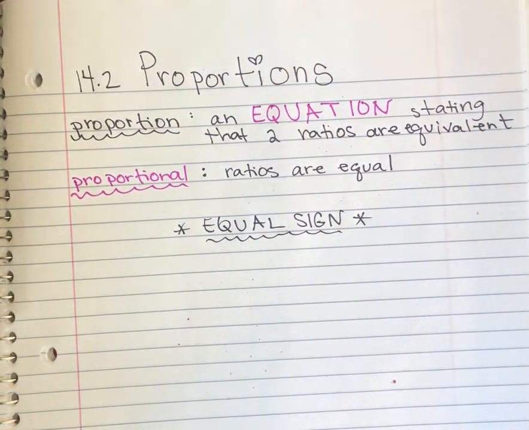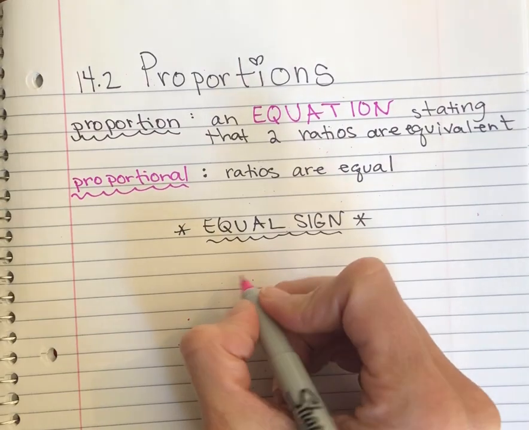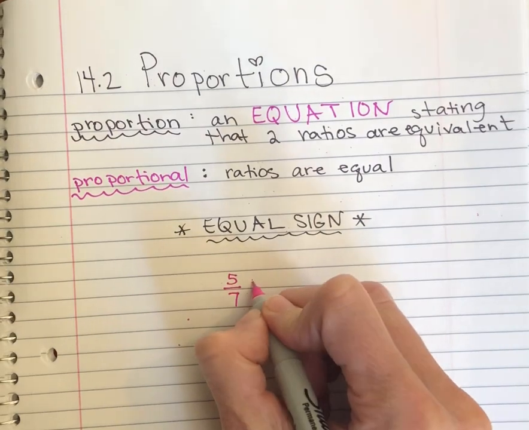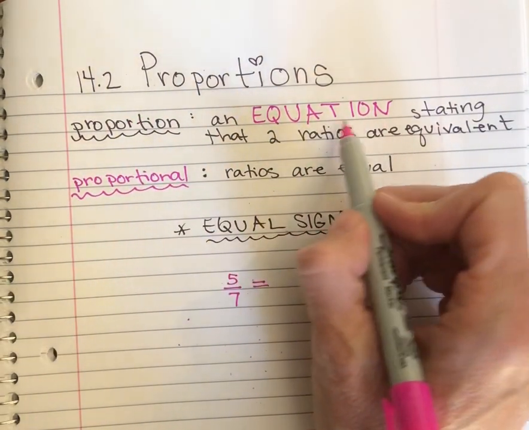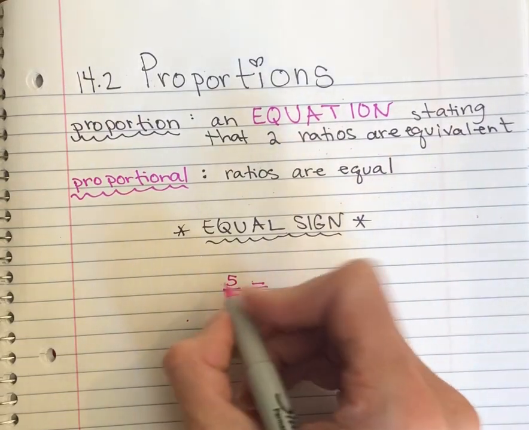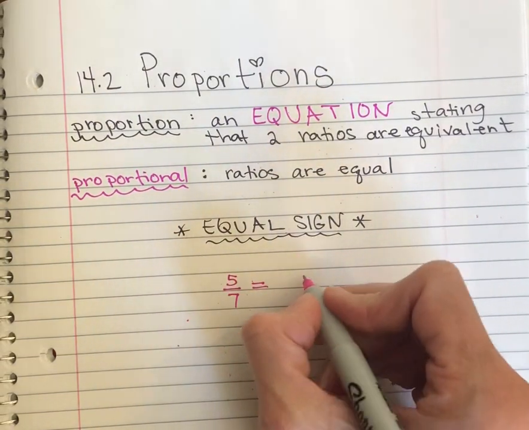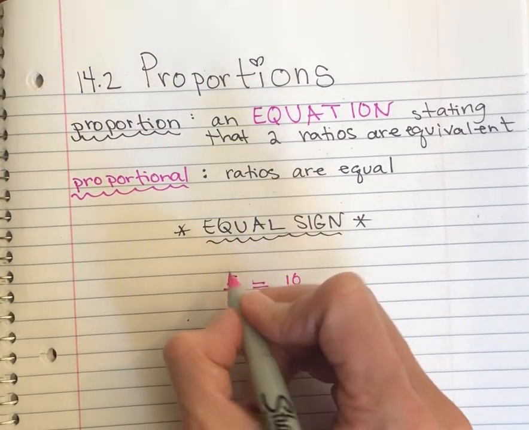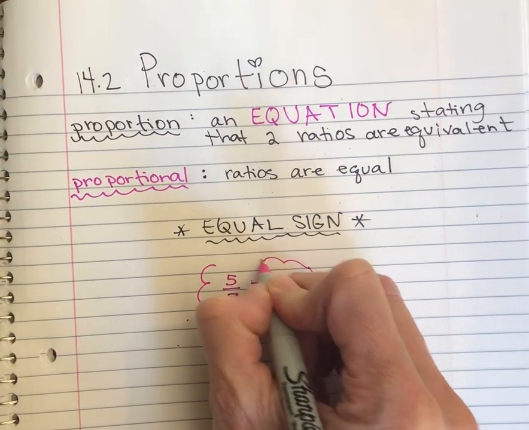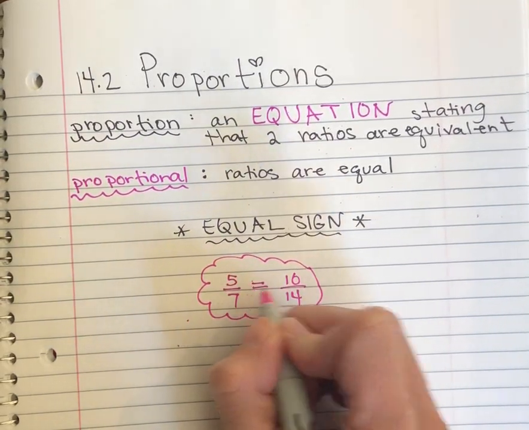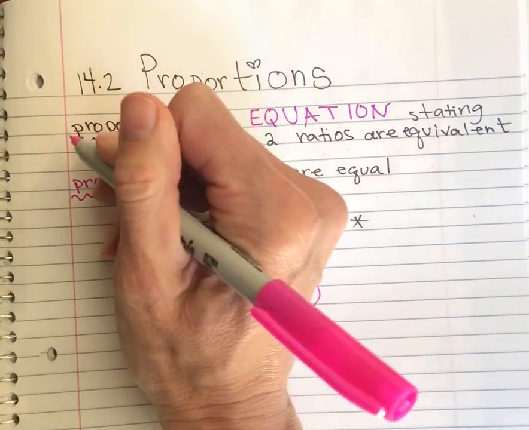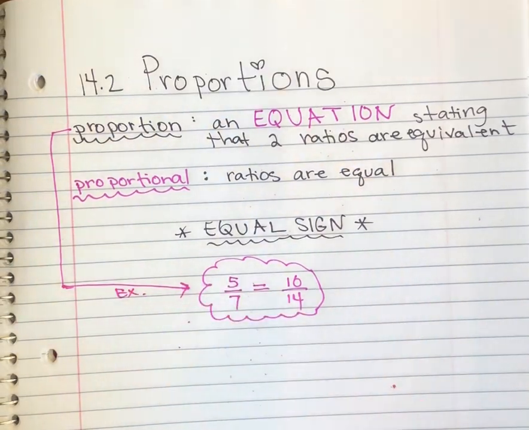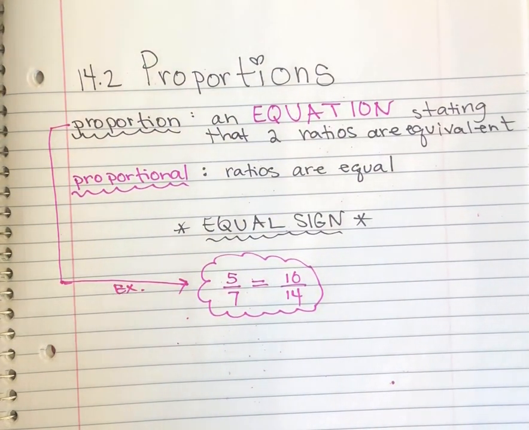So let me give you an example of what a proportion would look like. We can start with any ratio, so 5 to 7. And remember, a proportion means the ratios are equivalent or equal. So if I just took these two numbers and I doubled them, 10 to 14, this makes up a proportion. So this whole thing, the two ratios and the equal sign, make a proportion, okay?